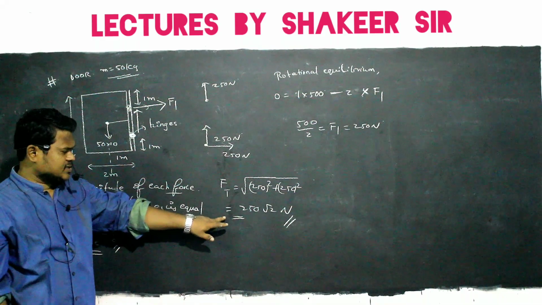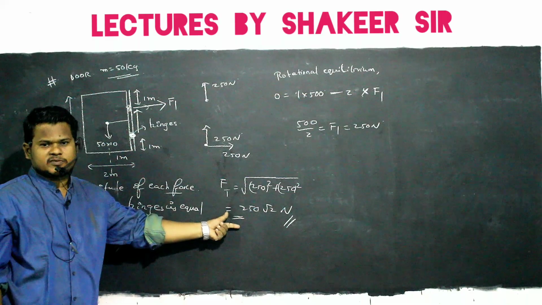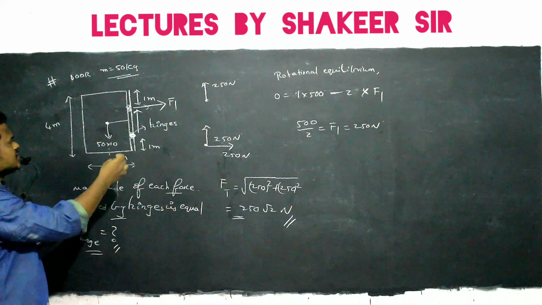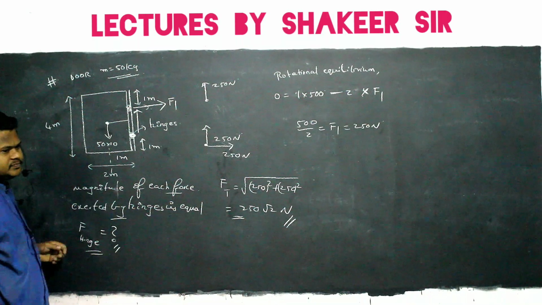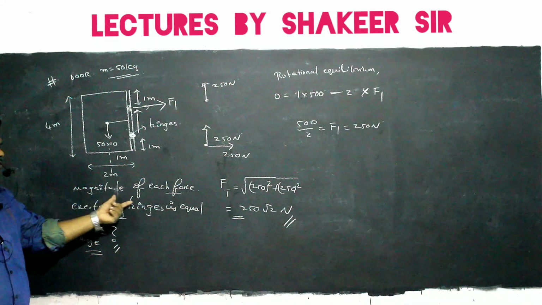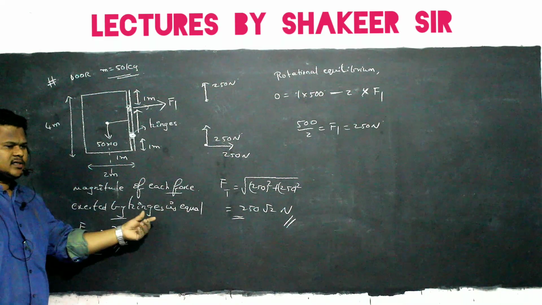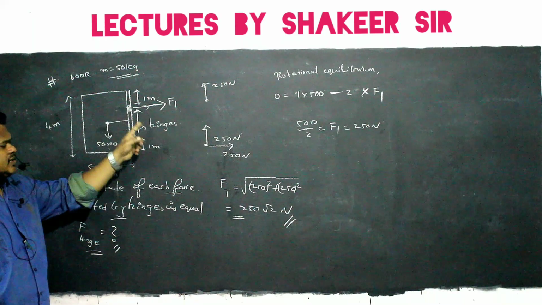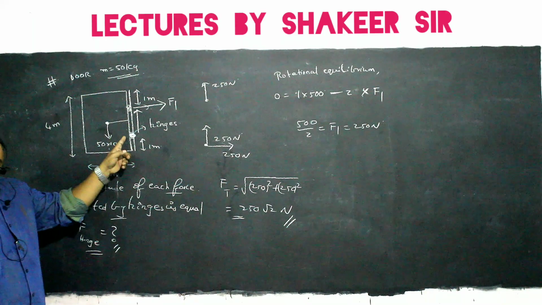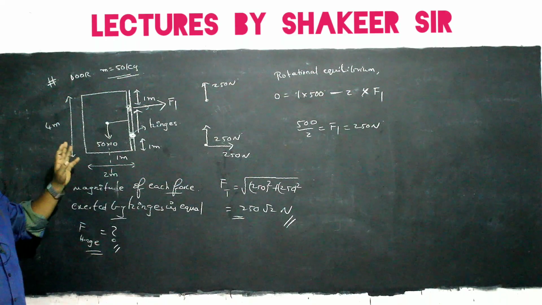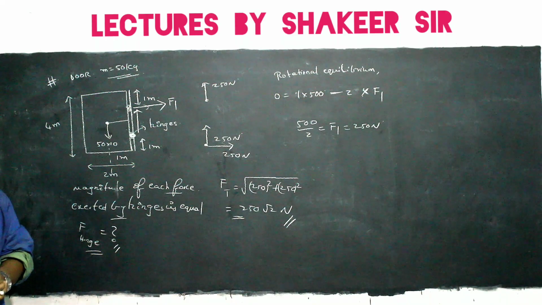So if this hinge is exerting this much force, then what is the force exerted by this hinge? Same. That's the condition he gave, no? So magnitude of each force exerted by hinge is equal. So this is also exerting 250 root 2. This is also exerting 250 root 2 Newton force on this door. Are you able to understand, ma?